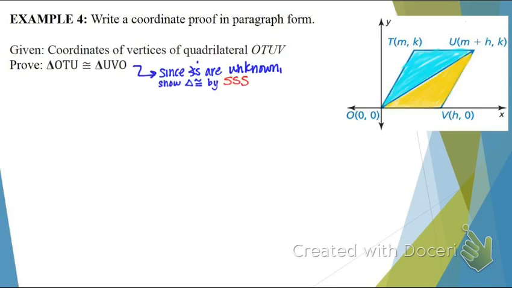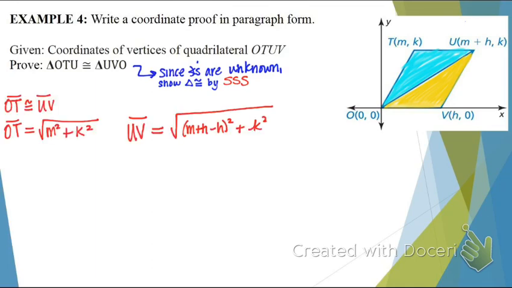Now, in the coordinate plane, it's actually very tough to know the actual values of the angles until we have some trigonometry. So we're going to be proving these triangles congruent by SSS, side, side, side. So if I'm going to prove this by side, side, side, first thing I'm going to want to do is show that OT is congruent to UV. So I'm going to find the lengths of these two sides, and I'm going to find them the same way that I would find them in the previous problem.